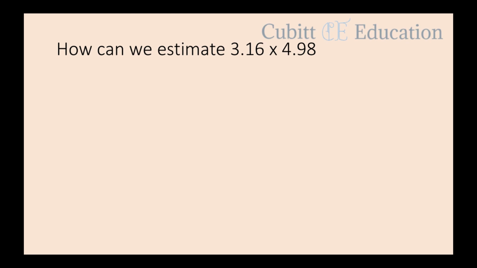So here's a short example, or an easy example should I say, and you've got 3.16 times 4.98. So we need to round to one significant figure in order to estimate. When they say estimate, that's what they want you to do. They don't want you to work out the actual answer. Okay, so you don't actually have to do 3.16 times 4.98. They want you to round them.